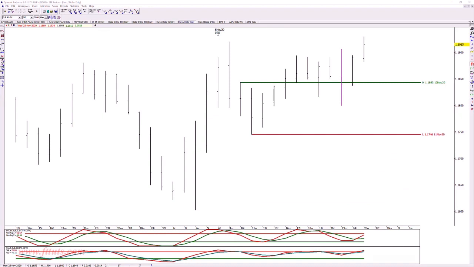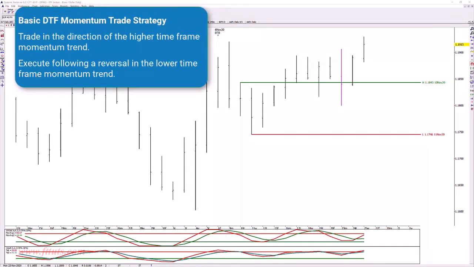What did you come up with? Well, let's look at the concepts here. Concepts and basics are always very, very important, because if you're well grounded in the concepts and the basics of exactly what, in this case, dual time frame momentum means, you'll come up with a basic trade strategy. So we want to trade in the direction of the higher time frame trend, in this case, the weekly momentum.